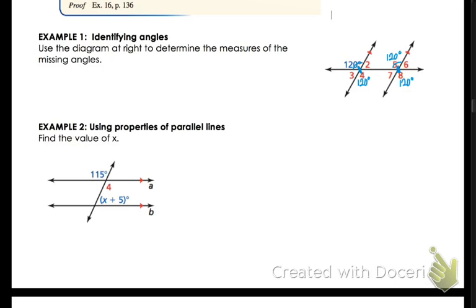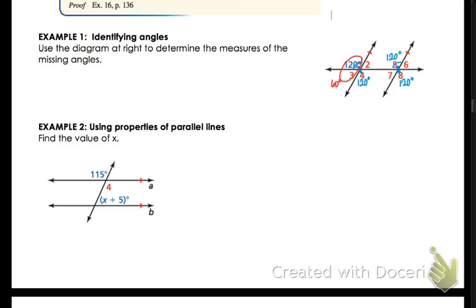Now, then I have to look at this next pair here. And you could use any pair. That's the one I'm going to use. Those, since they're a linear pair, have to be supplementary. So that means this one has to be 60 in order to add up to 180.